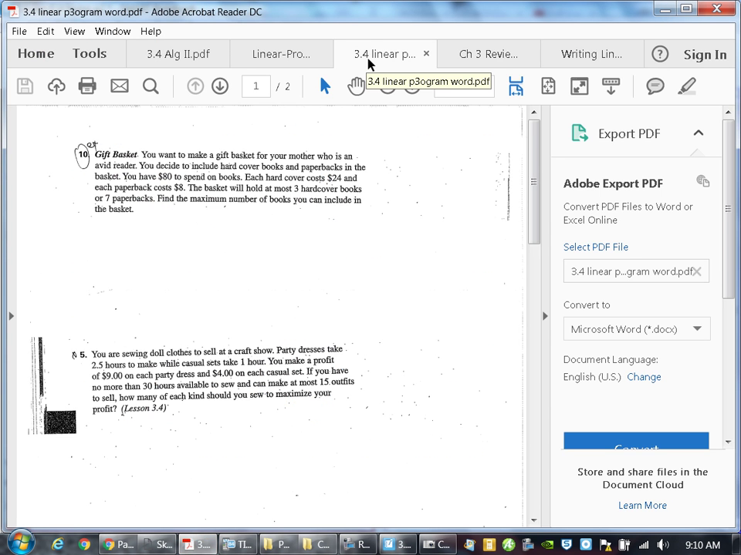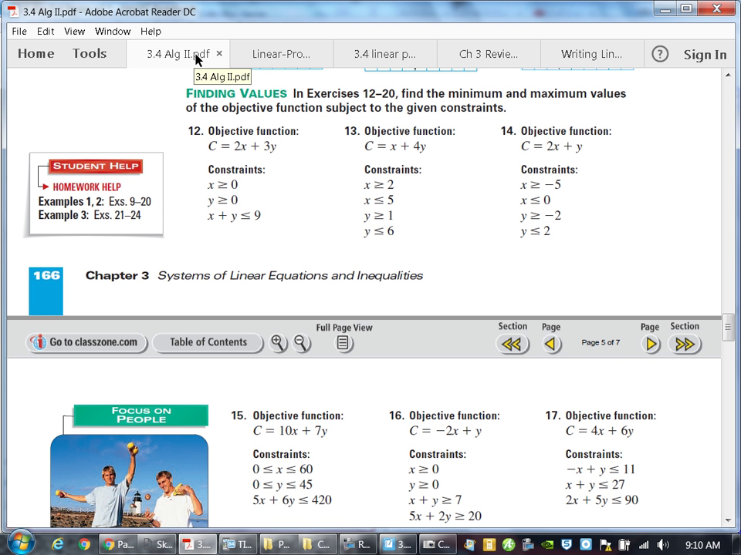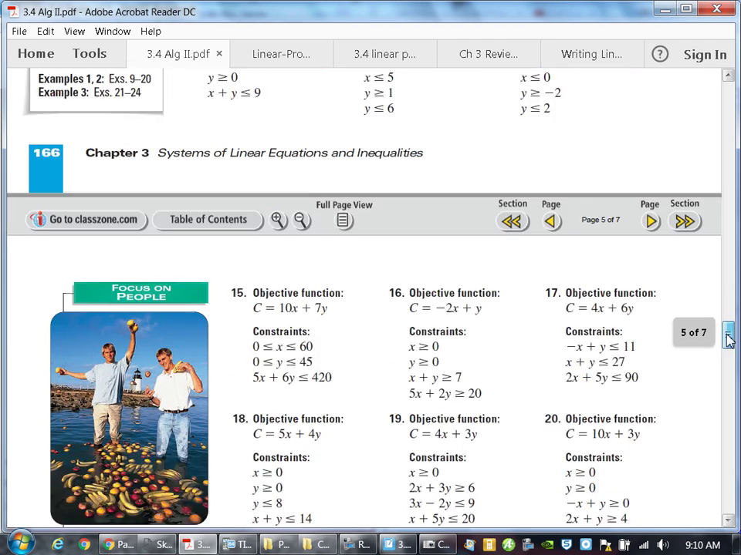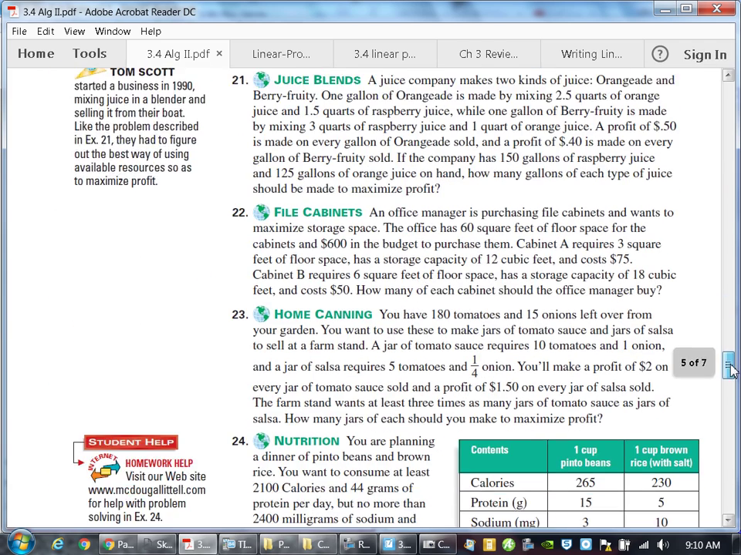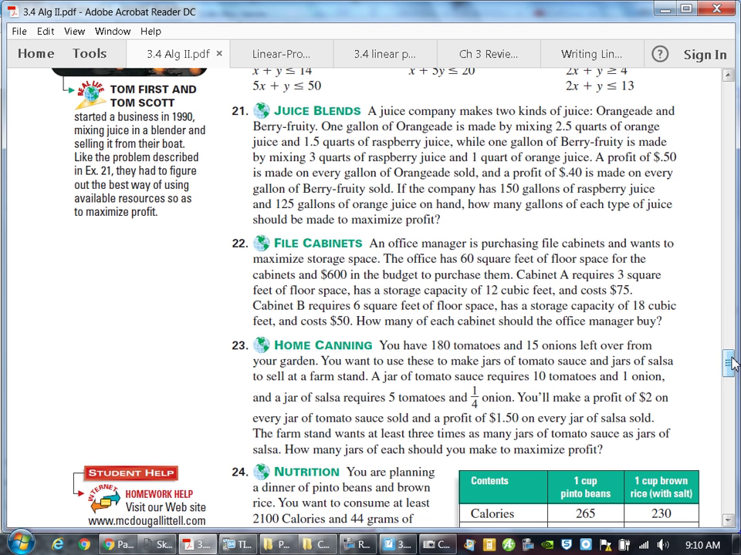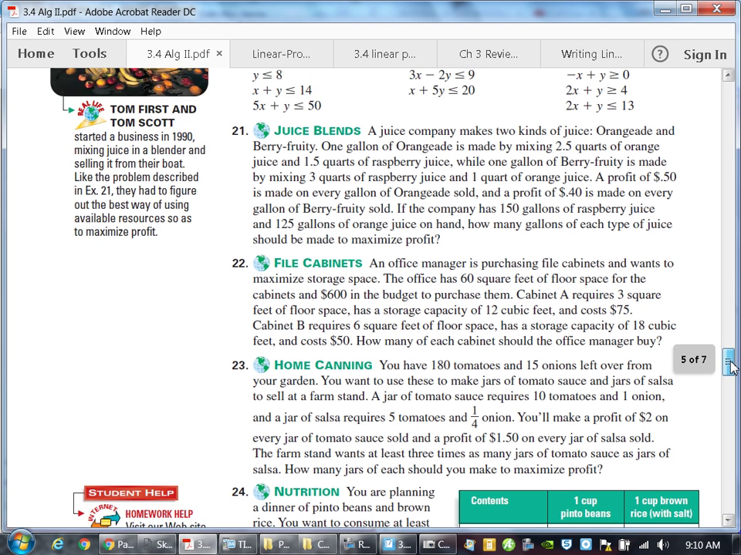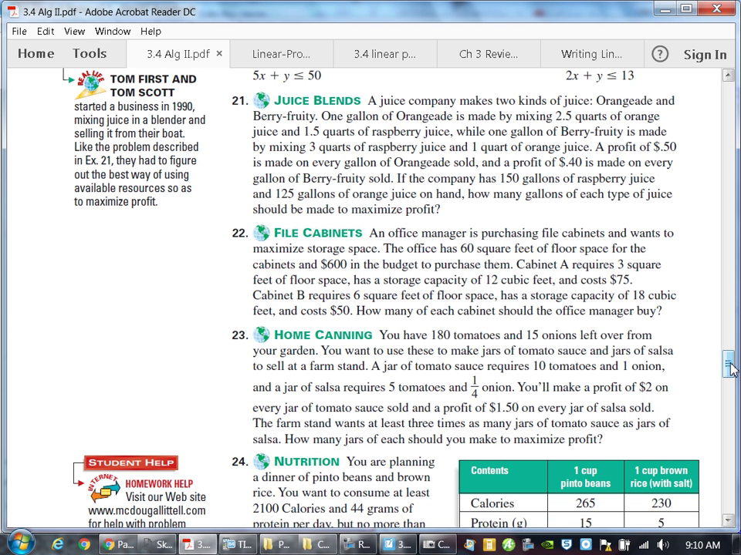Where's it in the book? Ah, here. What I want you guys to do tonight. It's in the old Algebra 2 book. Remember how you did the problems out of the old Algebra 2 book in that section 3.4? 21, 22, and 23, please. It's that same page where you did those constraints, page 167, section 3.4. We'll do 21, 22, and 23.